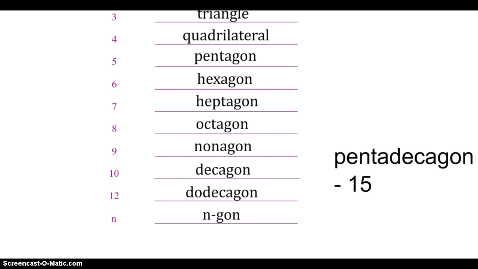We just call it an n-gon. So if it had 11 sides, we would just say 11-gon. If it had 20 sides, we say 20-gon.